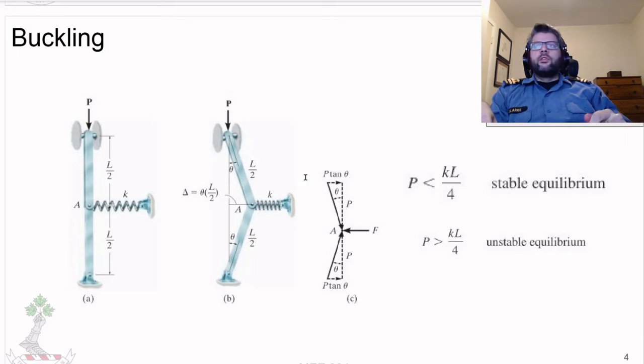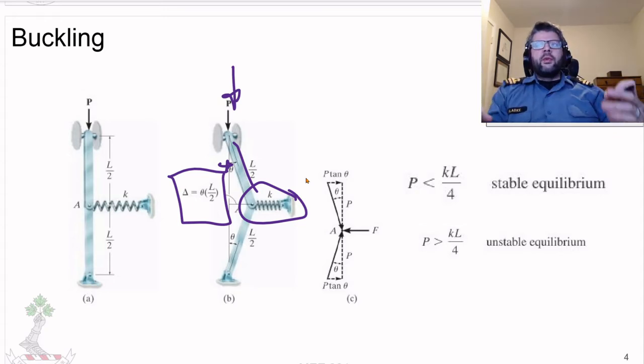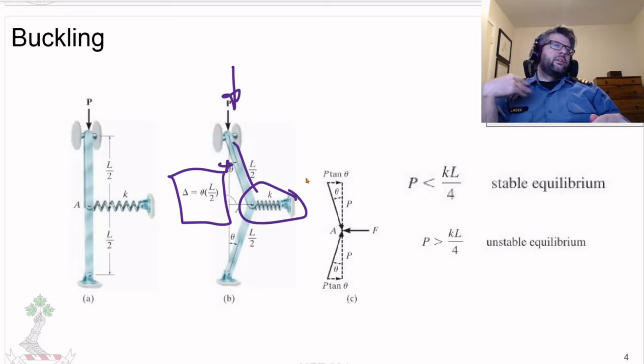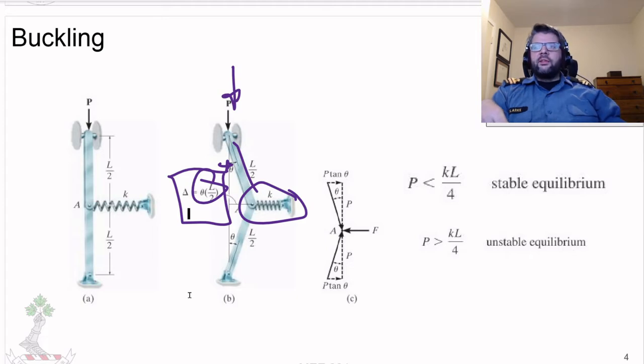If we have a load being applied here, and a little bit of displacement such that it causes a small angle here, then that's going to cause this spring to compress a little bit. The compression of the spring is going to be proportional to the length of this bar and the angle. Again, we're assuming small angles here, so the sine of the angle is equal to the angle itself in radians. So the force that would be applied is basically equal to that displacement times the spring constant, times the half length.